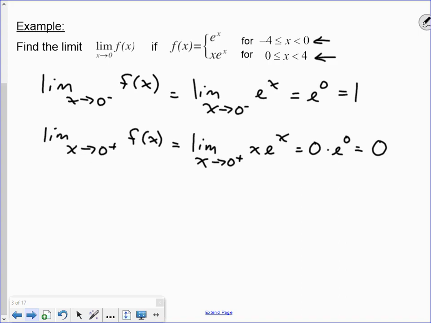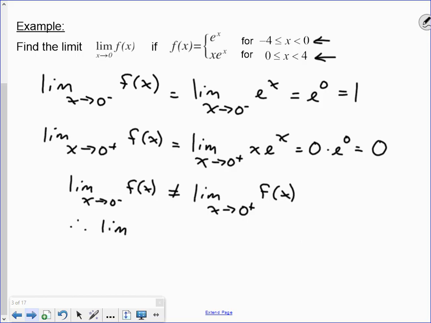Now, what we can see here is that our limit as x tends to 0 from the left of f(x) is not equal to the limit as x tends to 0 from the right of f(x). Therefore, this combined limit as x tends to 0 of f(x) does not exist, because our left and right-sided limits don't agree with each other.